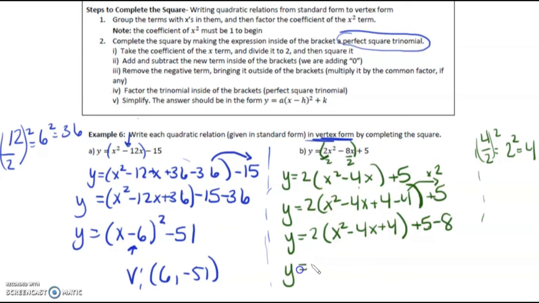Now we can simplify. So factor the trinomial inside the bracket, we get x minus 2 squared. And then what is 5 minus 8? We get -3. If we were asked for the vertex, it would be 2, comma, -3.